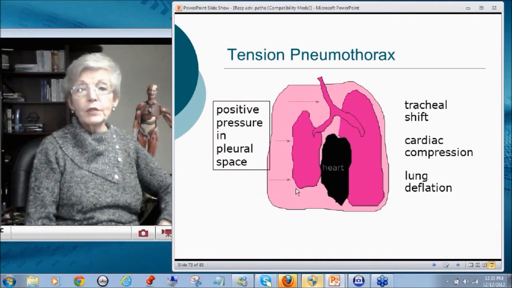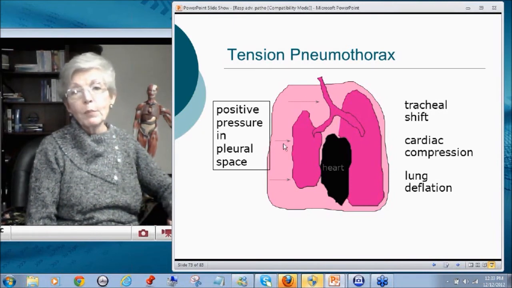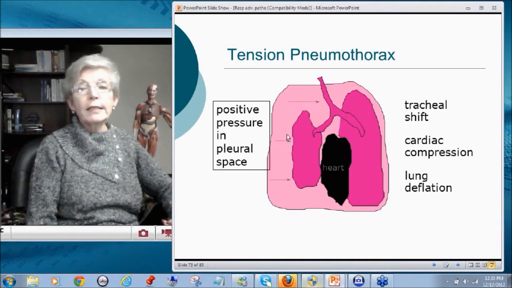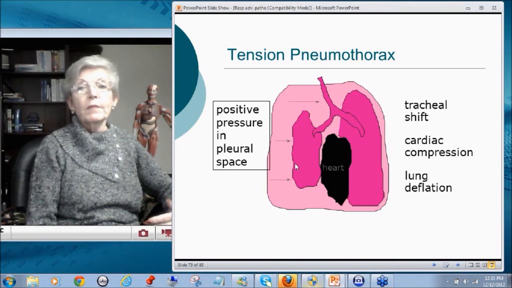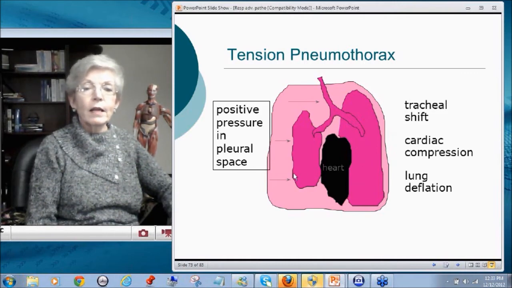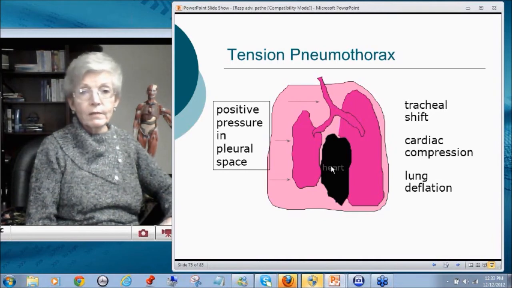So here's a tension pneumo. Here my left lung is inflated, and it's okay, but my right lung is deflated because I have positive pressure here under tension. So it's now compressing. So this right-sided tension pneumo is shifting. Look at how my trachea, which should be midline, it's shifting my trachea towards the left. It's compressing my heart, and it's deflated my lung. It is this part here, cardiac compression, that makes a tension pneumo a medical emergency because it could kill you.